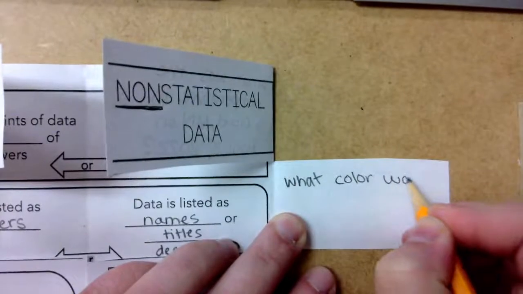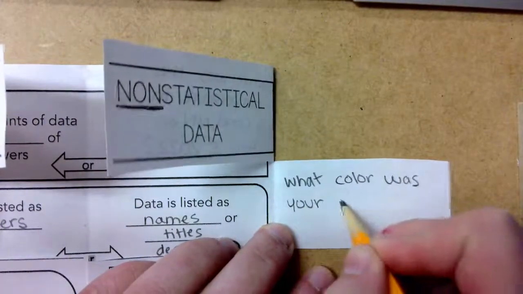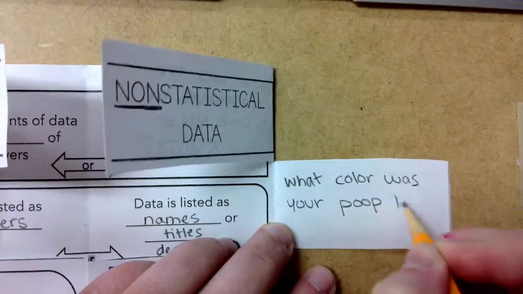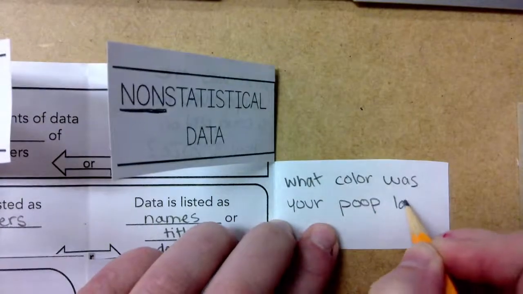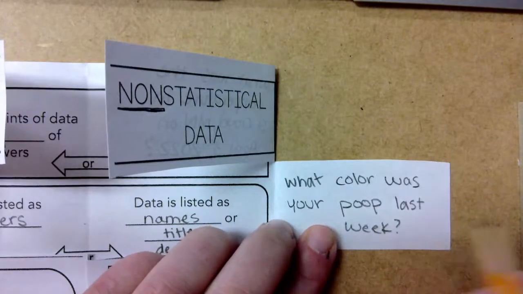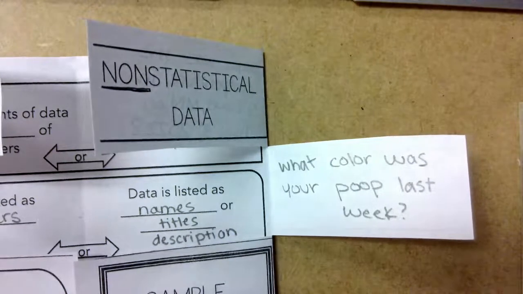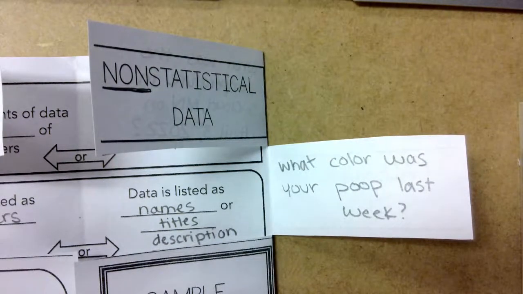Alright, so categorical means that we're going to have answers that are words usually or descriptions, where numerical we have numbers. Alright, if we don't talk about poop, what's another question you could ask that has to do with a number answer? What color, or how many times did you dye your hair? How many times have you dyed your hair?